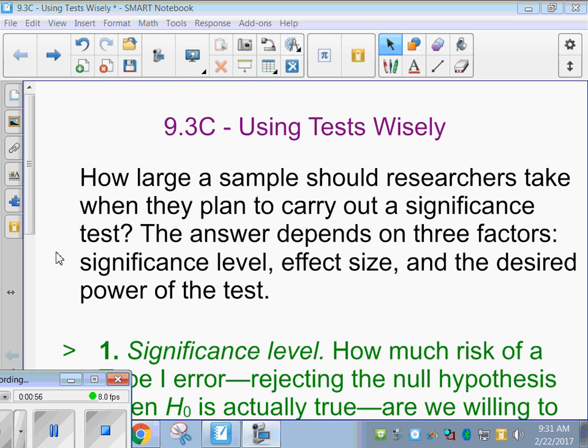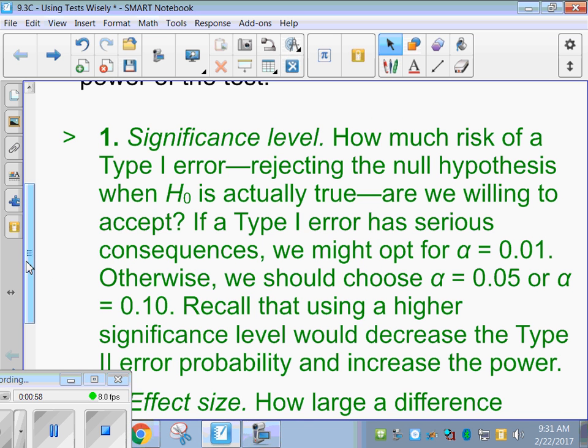So, first of all, the significance level. That's our alpha, right? So alpha is either 1%, 5%, 10%. So how much risk of a type 1 error do we want? Because we can get a type 1 error, and that type 1 error has the same probability as our significance level, right? So if it's a 5% significance level, then we have a 5% chance of getting a type 1 error.